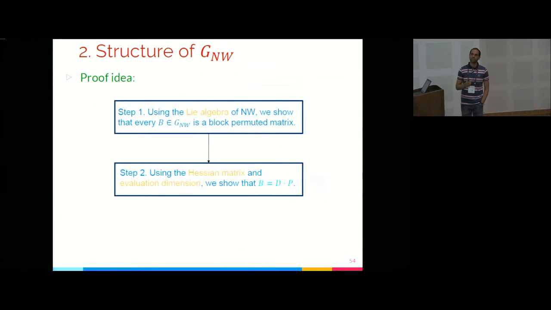Okay, so here is the proof idea. We first use the Lie algebra of design polynomials. Again, I'll come to what Lie algebra is, but just bear with me for some time. We first use the Lie algebra of the design polynomial to show that every symmetry of it is actually a block permuted matrix. And then further we use the Hessian of design polynomials and evaluation dimensions to show the result. Now let me come to what the Lie algebra of a polynomial is. We have also completely characterized the Lie algebra of design polynomials, and then we'll see some algorithmic applications of this.